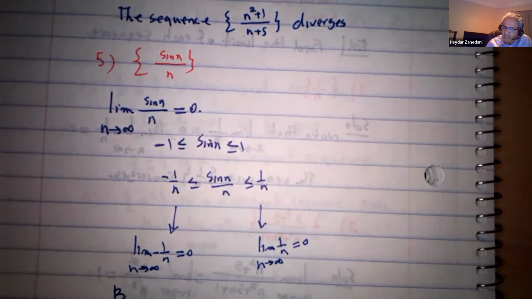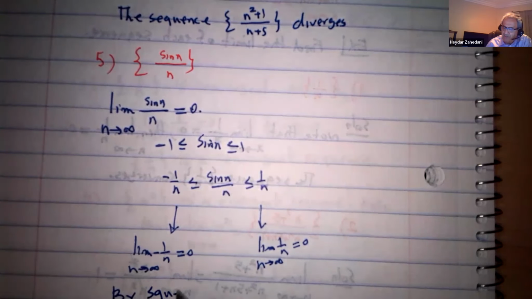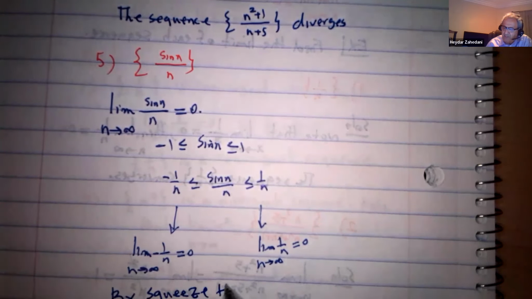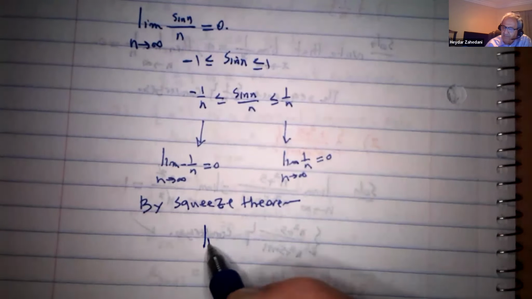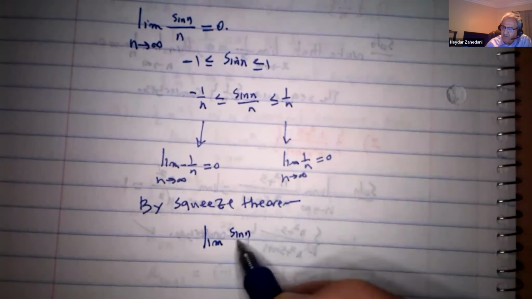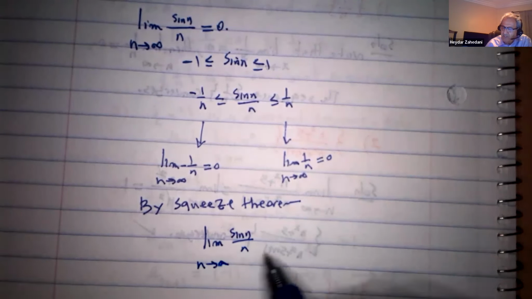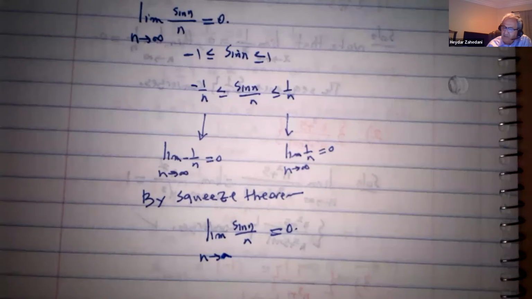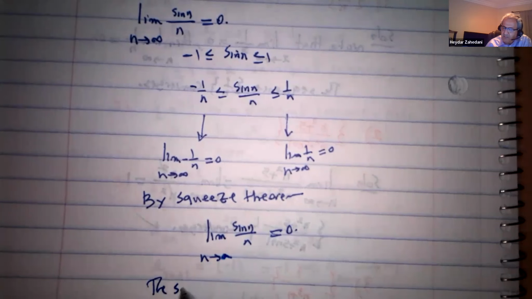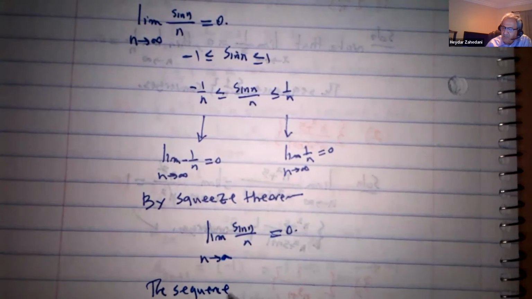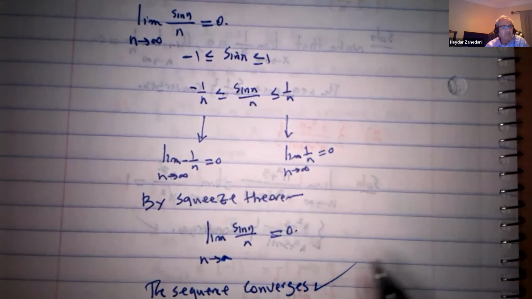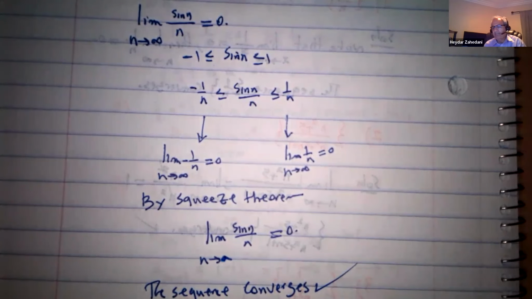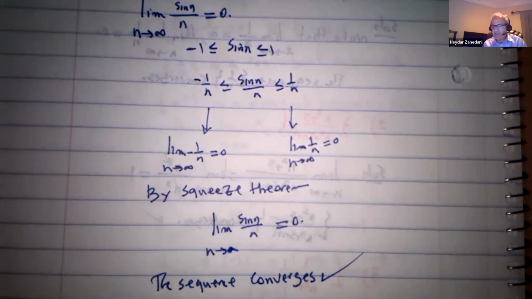So by the squeeze theorem in calculus 1, the limit of the middle one is also 0. The limit of sine n over n as n goes to infinity is 0. So the sequence converges, because you can find the limit, and the limit happens to be equal to 0. Okay? So that's the one case.